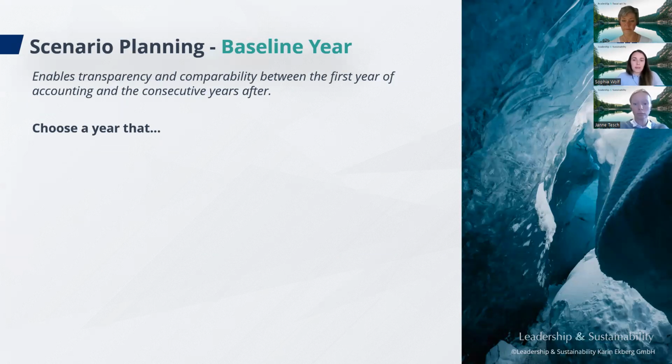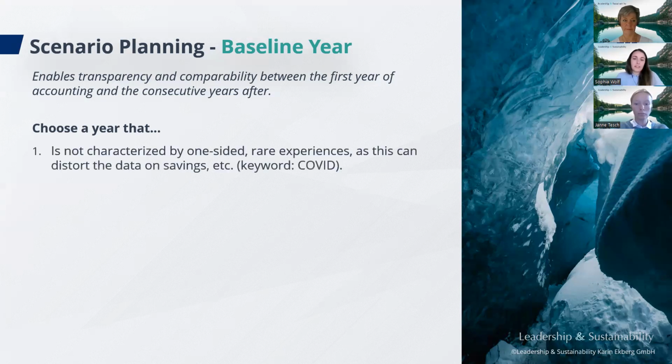When selecting a baseline year, it's essential to choose a year that accurately represents your company's typical operations and environmental performance. This means avoiding years with exceptional circumstances, such as significant mergers or other one-time events that could distort the whole data, or like a COVID year, something like that.